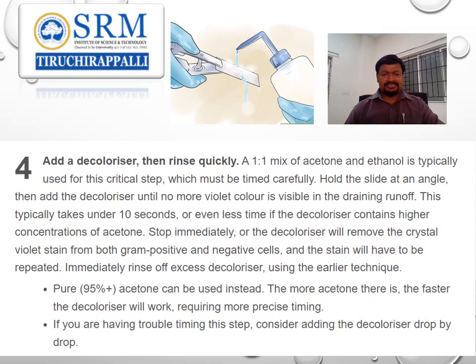Next add the decolorizer, then rinse quickly. A 1:1 mix of acetone and ethanol is typically used. This is a critical step, which must be timed carefully. Hold the slide at an angle, then add the decolorizer until no more violet color is visible in the runoff. This typically takes under 10 seconds.